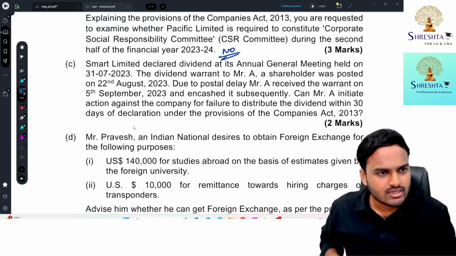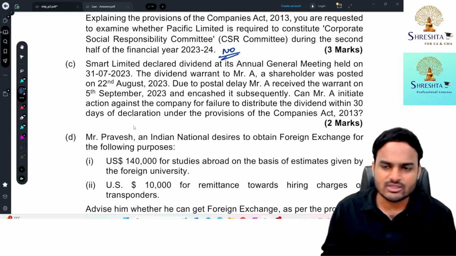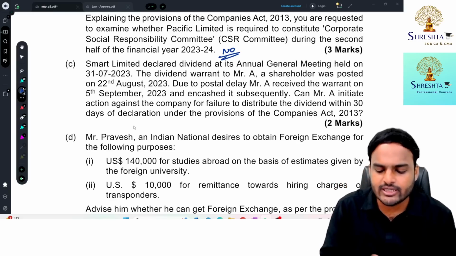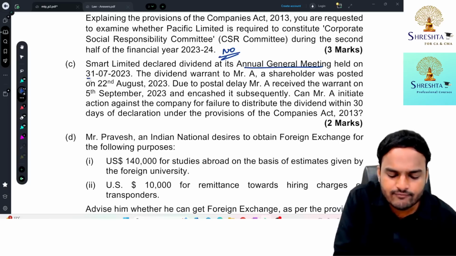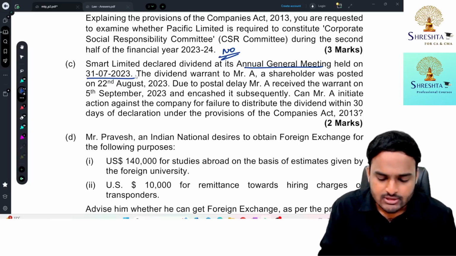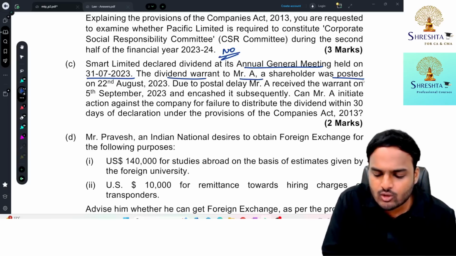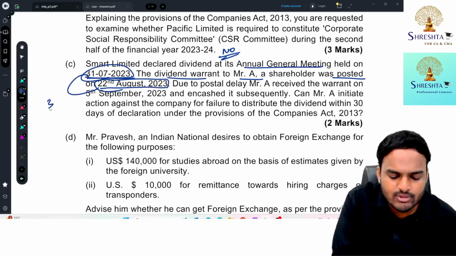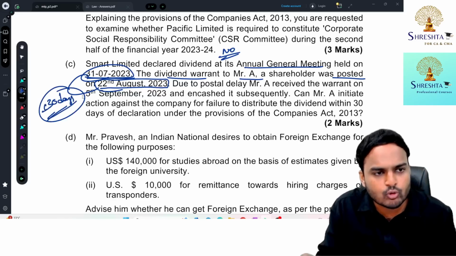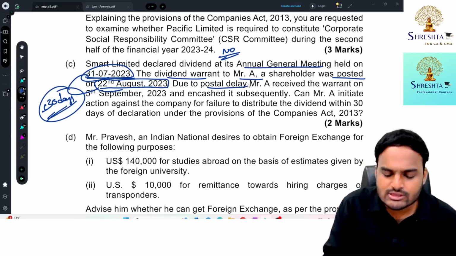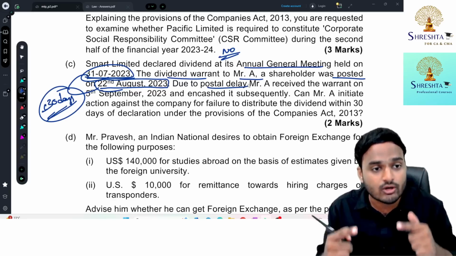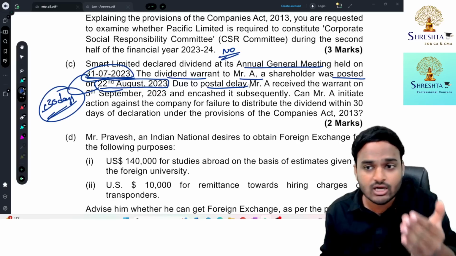First two questions are past examination questions, but these two questions came very recently. Next, Smart Limited declared dividend at its AGM held on 31st July 2023. The dividend warrant to Mr. A, a shareholder, was posted on 22nd August 2023. That is within the time limit of 30 days from the date of declaring the dividend. Due to postal delay, which is not within the control of the company, this is something beyond the control of the company.